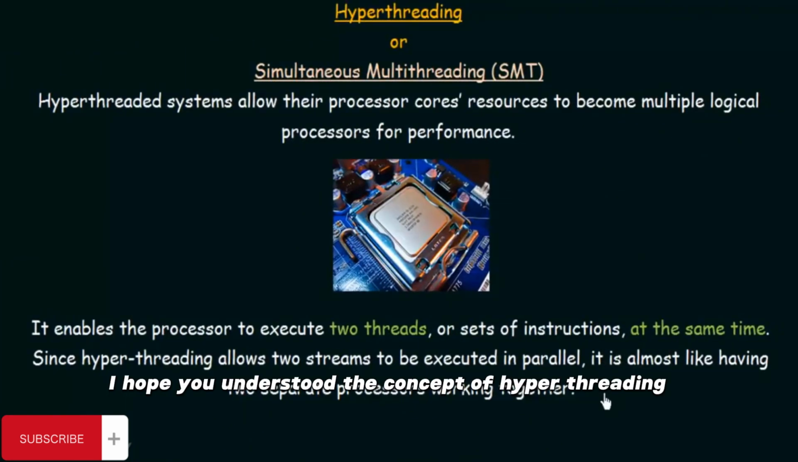So with that, I hope you understood the concept of hyper-threading. This topic may not be present in your syllabus or in your textbooks, but it is good to know, because this is the kind of technology that we are using today. So we have seen the models of multi-threading, and we also saw hyper-threading and how it works in our system.